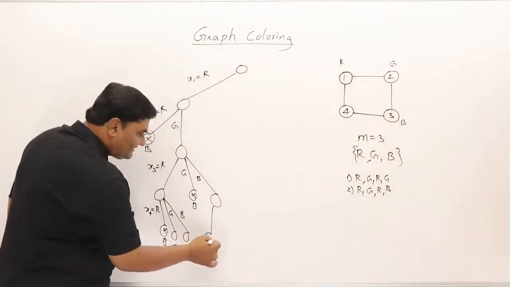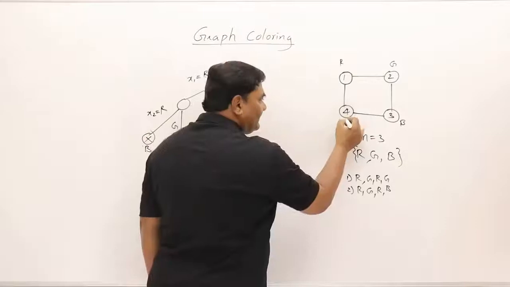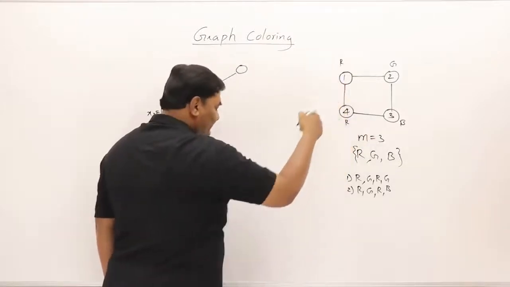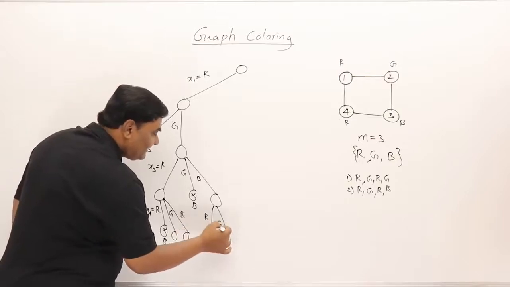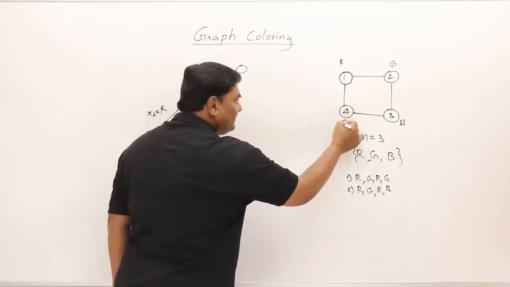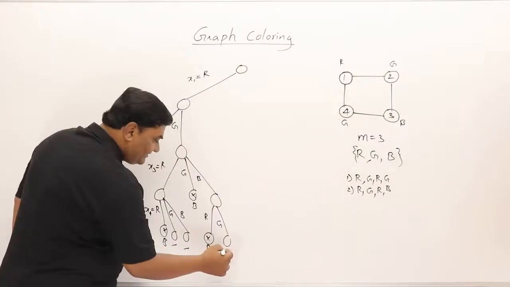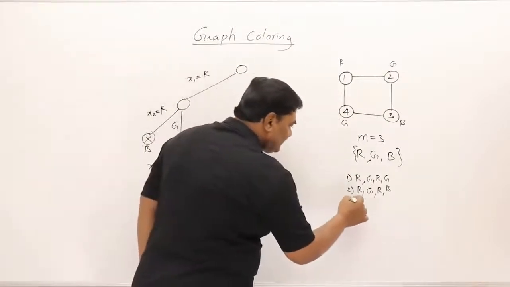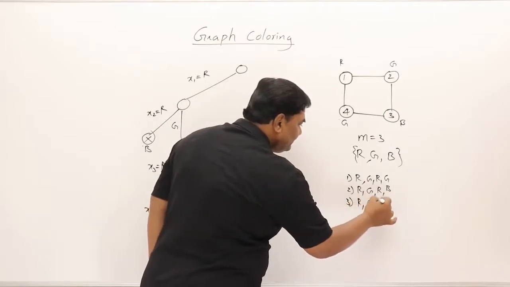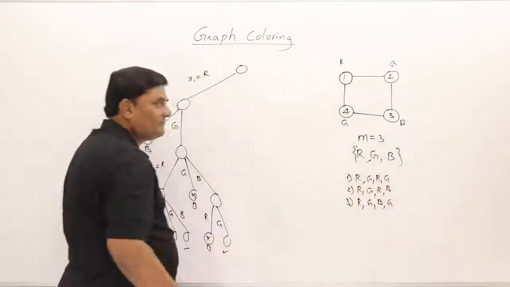Now the next fourth vertex again. Fourth vertex, red color. Red color for this one. No, this is adjacent. So this is killed by the bounding function. Then green color. Can I give green color here? Yes, it can be given. So this is a valid answer. So red, green, blue, green. The third answer I got is red, green, blue, green.